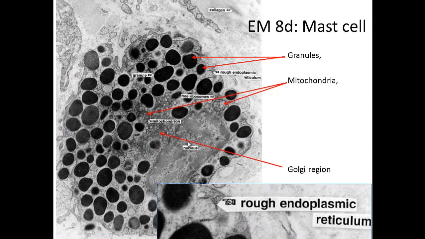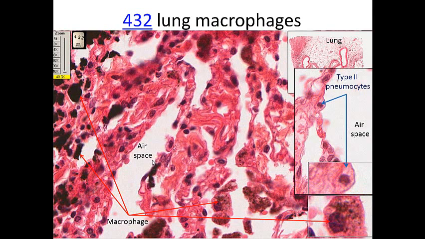Here we see the mast cell. There's a nucleus, and then these are the granules, mitochondria through there, and there's rough endoplasmic reticulum in there, which is responsible for making these granules.